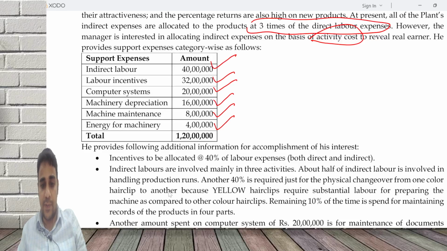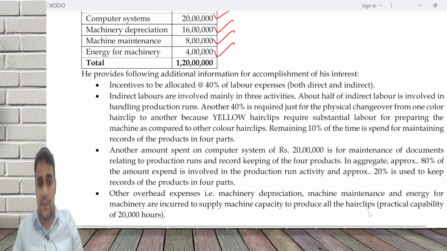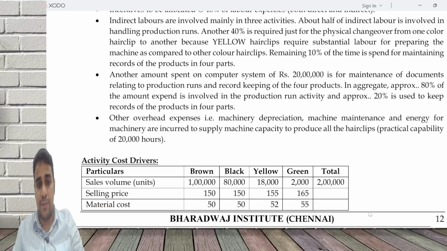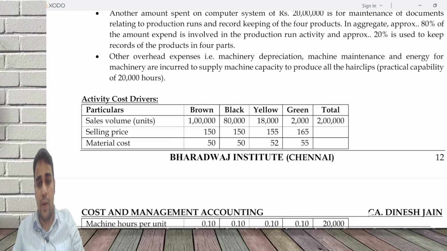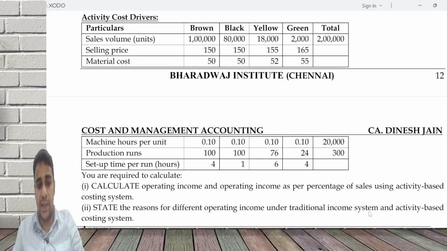Yellow hair clip requires substantial labor for preparing the machine. Remaining is spent for maintaining records of the product in four parts. Another amount, the computer system of 20 lakh, is for maintenance of documents relating to production run and record keeping. 80% is for production run activity, 20% is to keep the records. Other overhead expenses are incurred to supply machine capacity to produce all the hair clips. Activity cost drivers: sales volume, selling price, material cost, machine hours, production run, setup time.